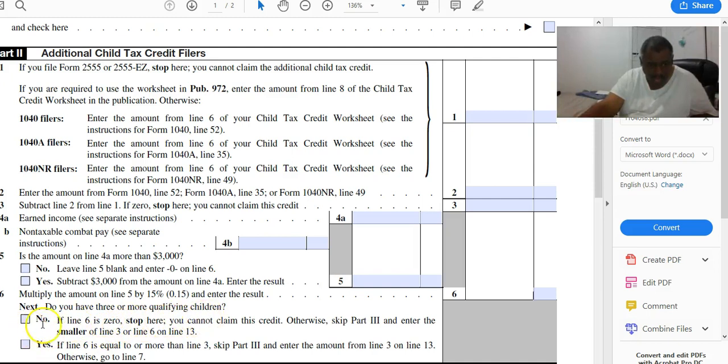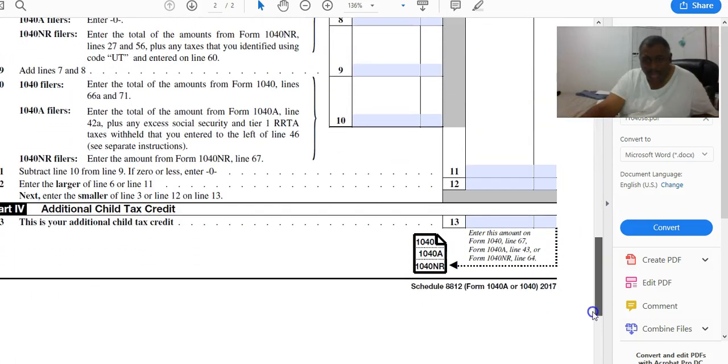If it's no, you hit no, and then you follow the instructions and proceed to finish out the form, which you will end up on the back page. Line 13 is where that money will go, and then the 1040 form, line 67. If you were doing a 1040 form, it would be line 43. And if you were doing a 1040NR, which is line 64.